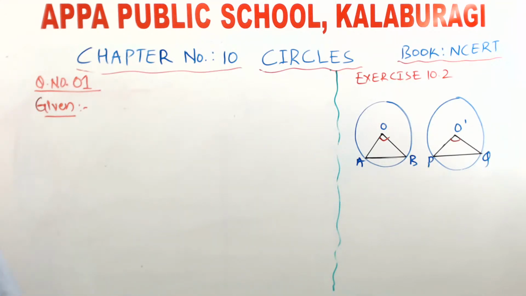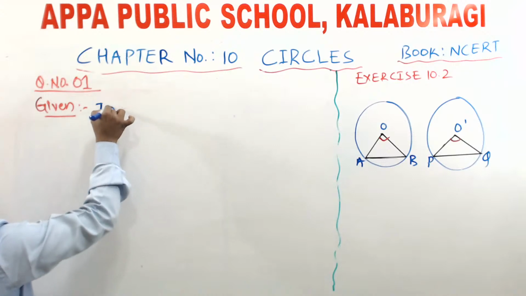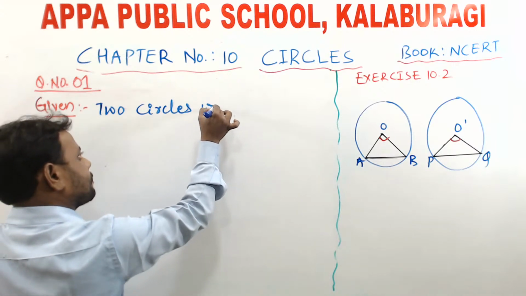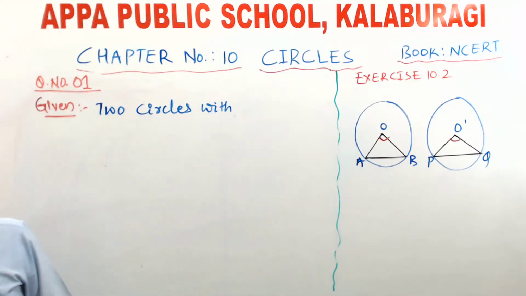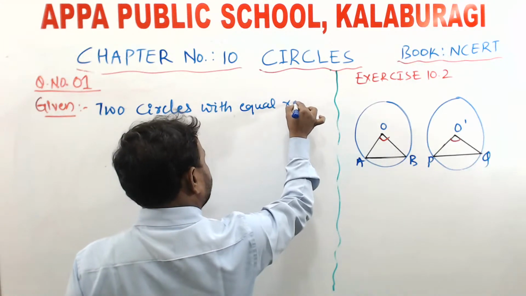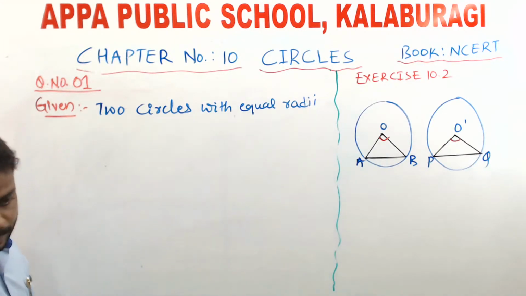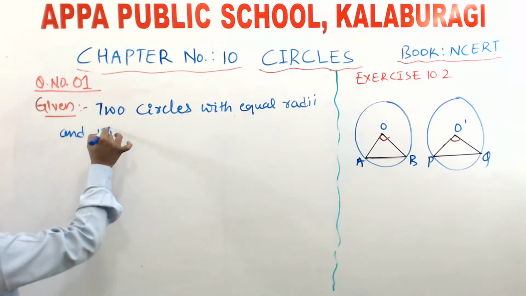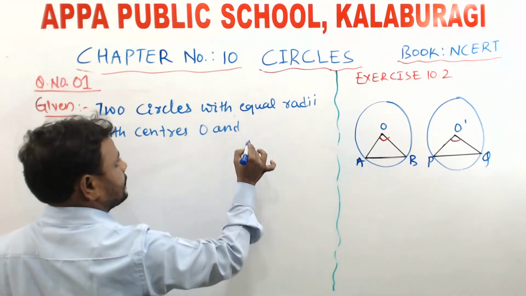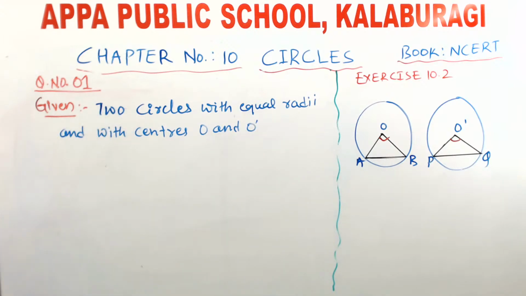Two circles with equal radii, or same radii, and with centers O and O dash. Two circles are there, and the two centers are O and O dash.